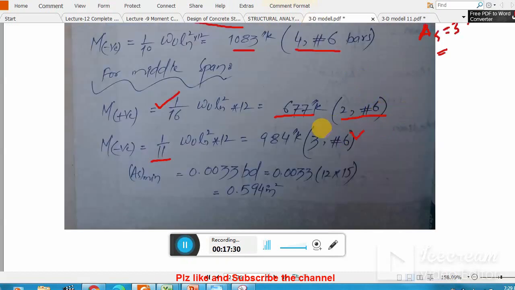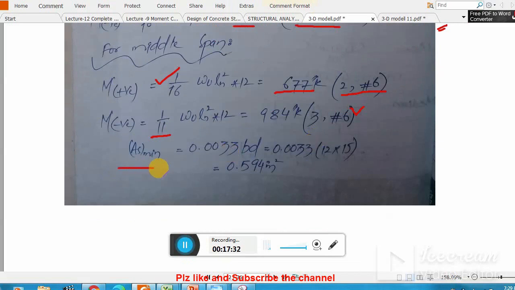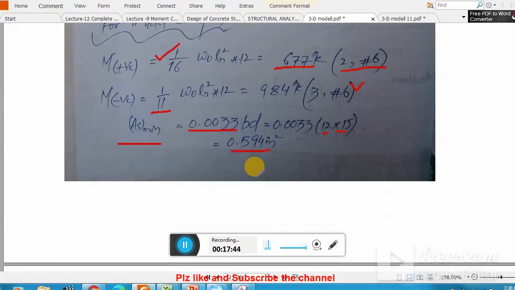Okay, so AS minimum is 0. Our rho minimum is already we know 0.0033 times BD, B is 12 and D is 15, so we got minimum steel area is 0.5. Remember, to cover this moment we need 2 number 6 bars. Clear? We need 2 number 6 bars, so our bar should not be less than 2 number 6 bars. Clear?